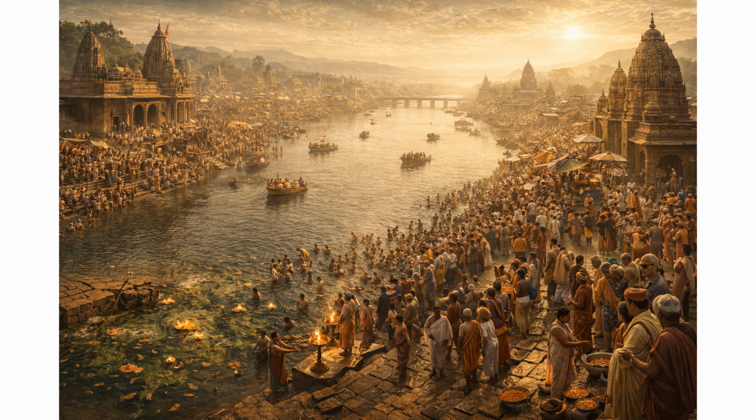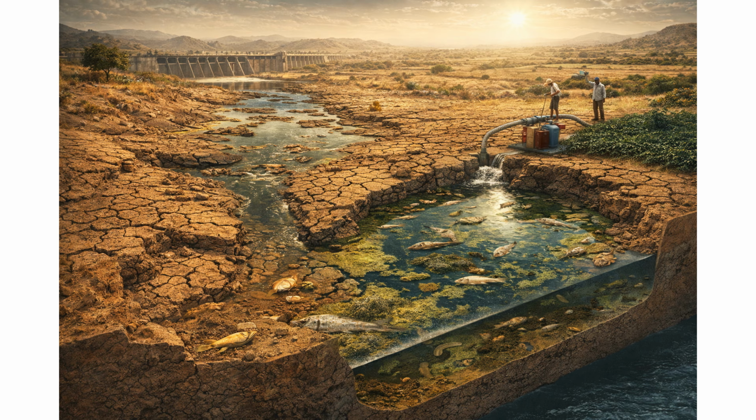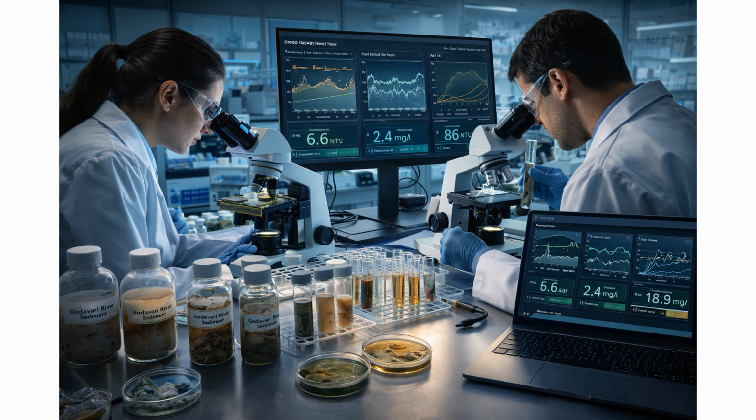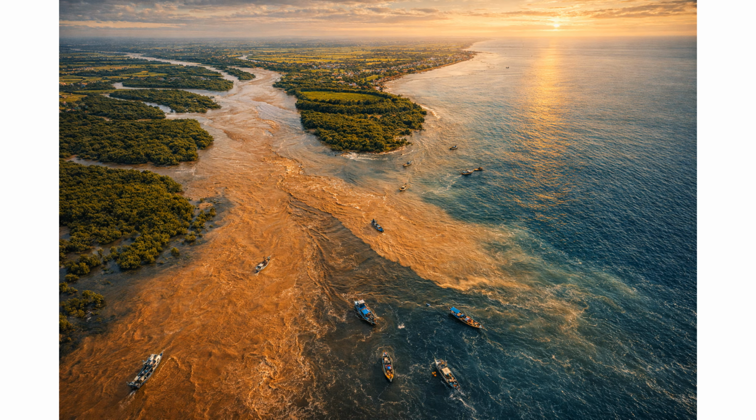Ecological consequences of the river pollution. The degradation of water quality has profound ecological consequences for the Godavari River ecosystem. Aquatic organisms are highly sensitive to changes in water chemistry and oxygen availability. Declining dissolved oxygen levels can lead to fish mortality and the disappearance of sensitive aquatic species.